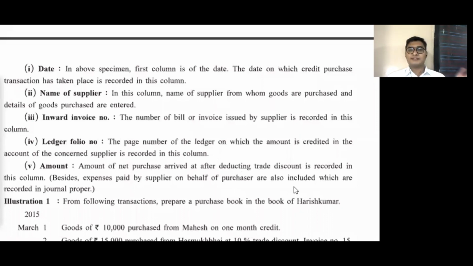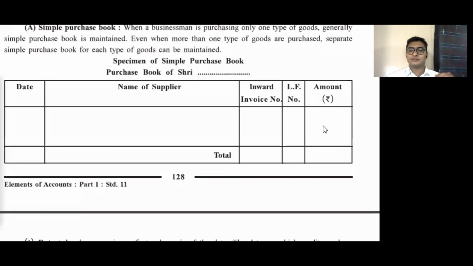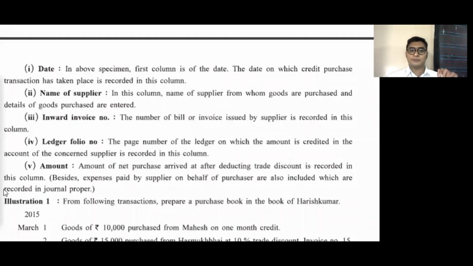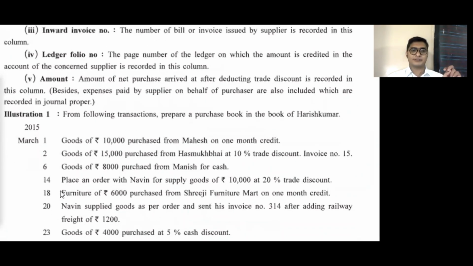Earlier, expenses were added over here, but now for expense we record a separate book, that is journal proper. Journal proper is our chapter number 8. Sorry, perhaps it may be chapter 8 or 9, but we are going with this.